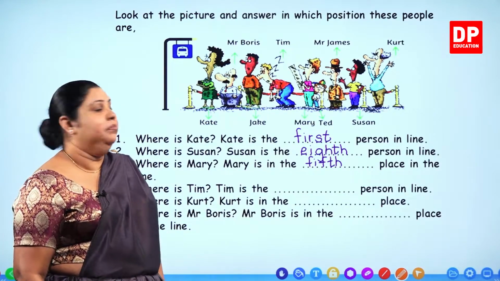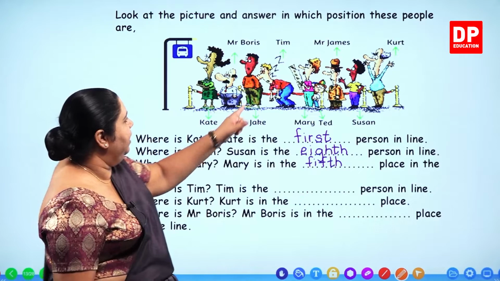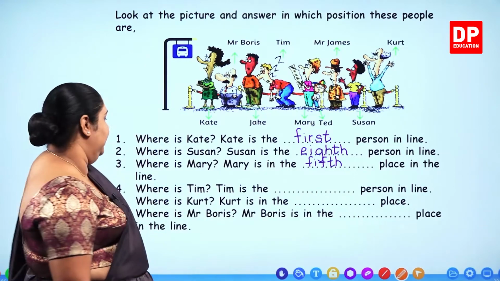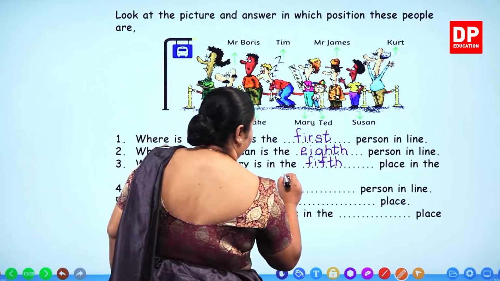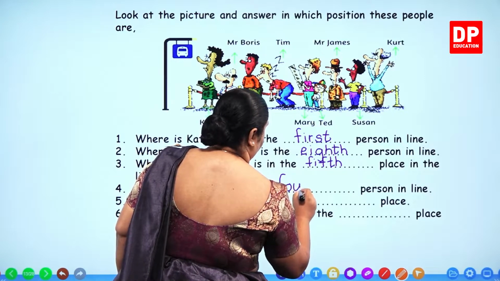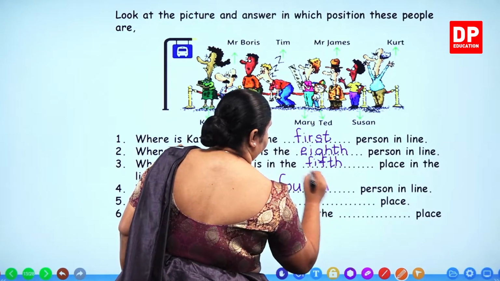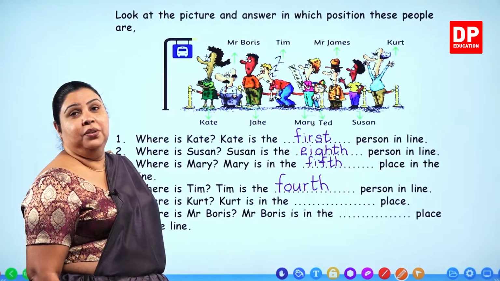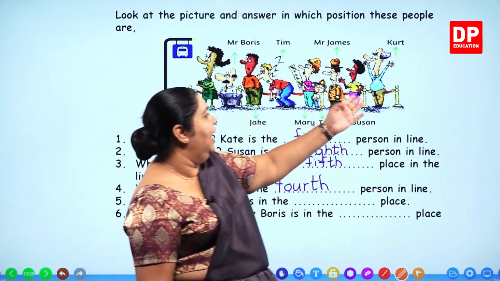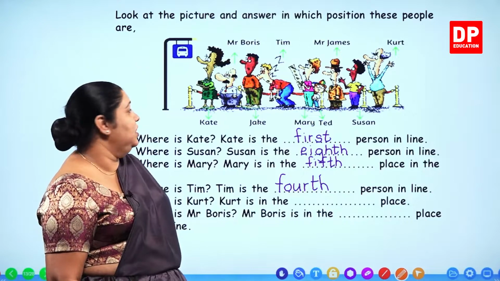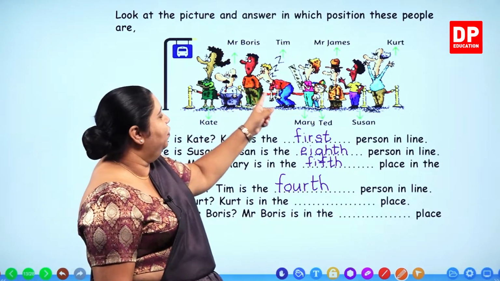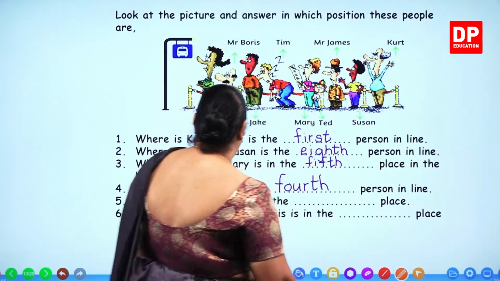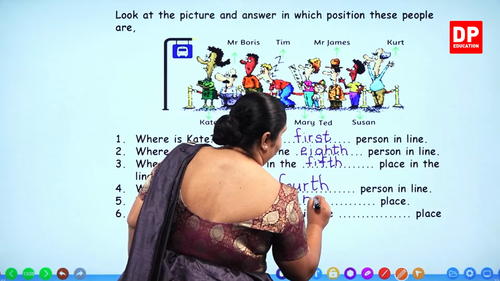Where is Tim? Tim is over here. First, second, third, fourth person is Tim. Where is Tim? Tim is the fourth person. F-O-U-R-T-H. Fourth person in line. Where is Kurt? He is the last over here. Right? And what is the position? First, second, third, fourth, fifth, sixth, seventh, eighth, ninth. So you have to write Kurt is the ninth.